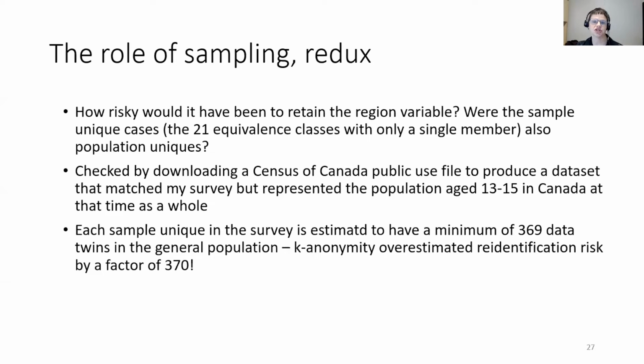I cut it down to just that age group. I cut the variables down so they matched. I weighted the samples. So basically I had an artificial census of the entire population the survey had been drawn from. And then I ran K-anonymity on this new artificial census and found that each sample unique in the survey was estimated to have a minimum of 369 data twins in the general population. So K-anonymity was overestimating re-identification risk by a factor of 370.